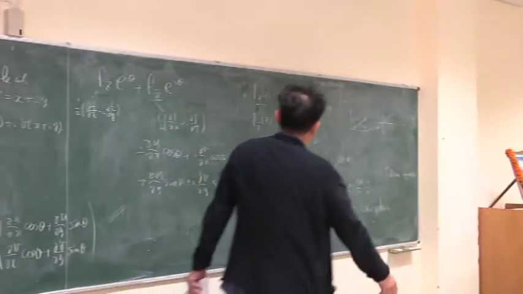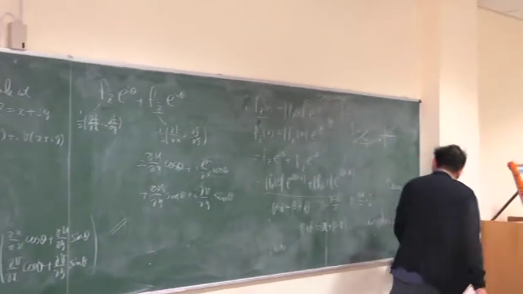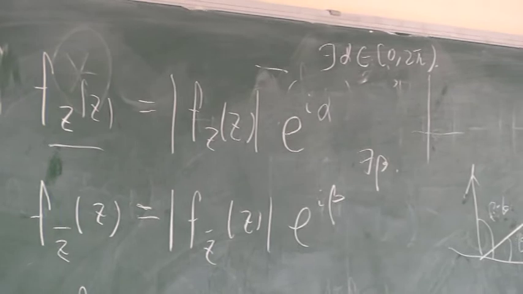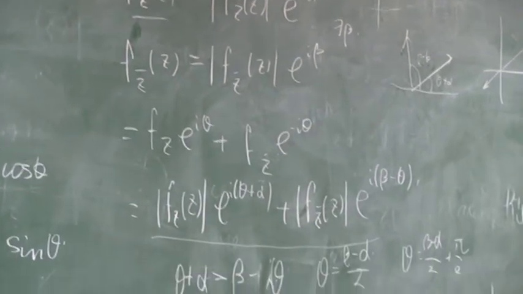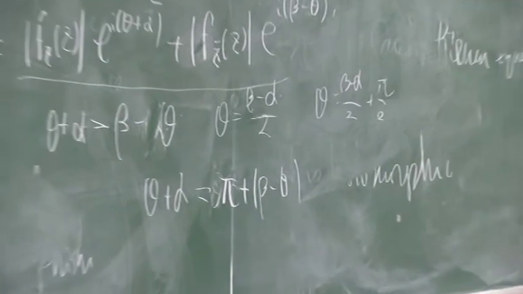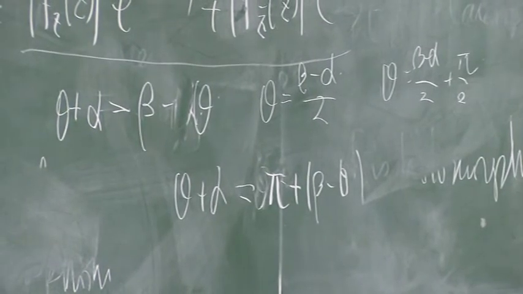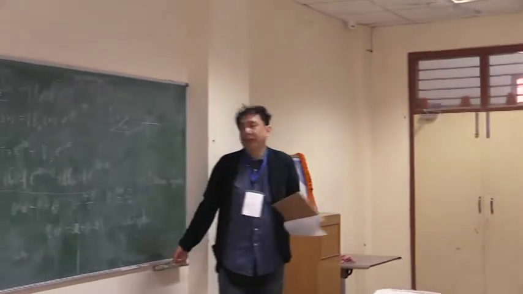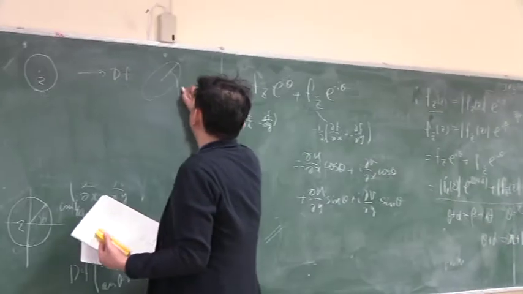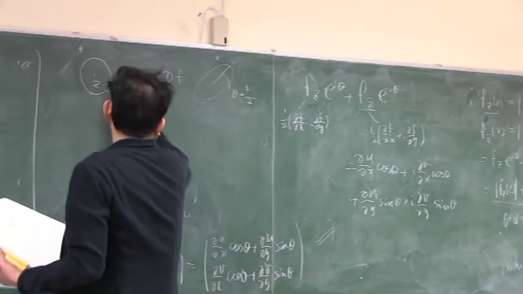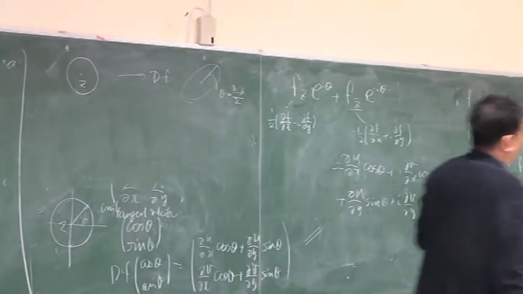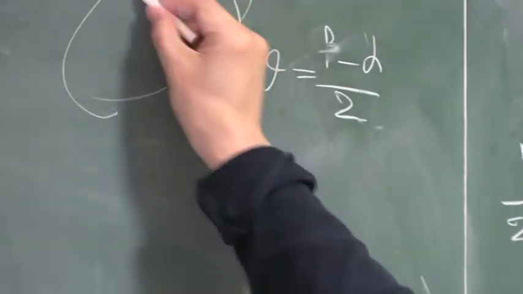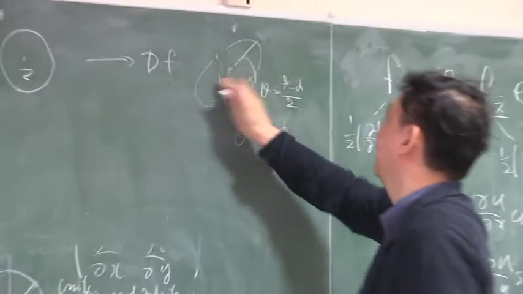So what does this mean? If you have a unit tangent circle, so you have a z here, then the differential of f maps this one to some ellipse, because df is a linear map. So the circle is mapped to an ellipse. And when theta is beta minus alpha divided by 2, then this has the largest absolute value. That means this direction.